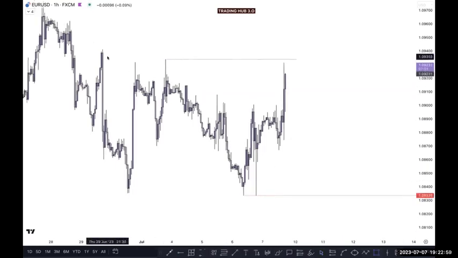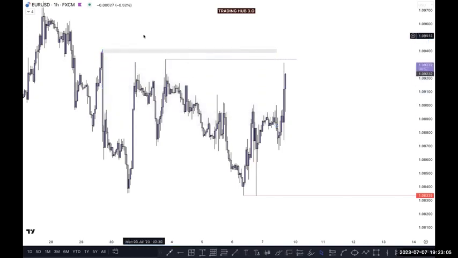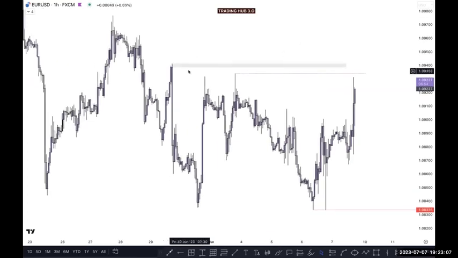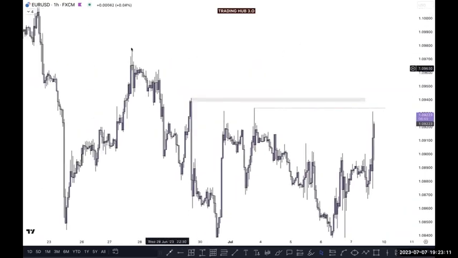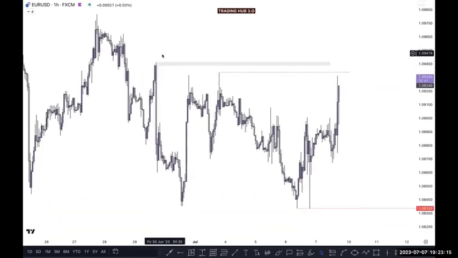So in this case, this shadow here acts like a PY. Why? Because this shadow is taking out the liquidity, and this is the unmitigated shadow here, because everything else is mitigated. That's why, right? Everything is mitigated here. So we can mark this as a PY because this high acts like an inducement, right?